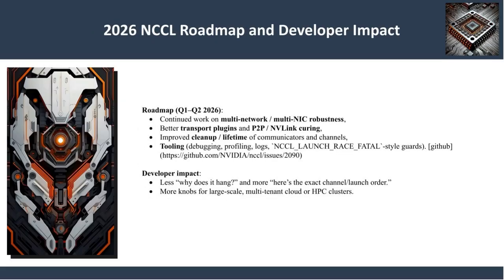The 2026 NCCL roadmap focuses on enhancing multi-network and multi-NIC robustness, improving transport plugins, and refining communicator and channel management. Developers will benefit from advanced debugging tools and clearer channel launch order insights, reducing hang issues. These improvements aim to optimize performance in large-scale, multi-tenant cloud or high-performance computing environments.